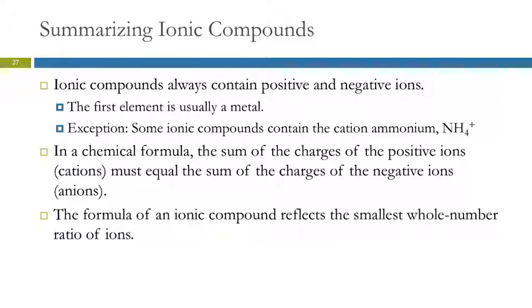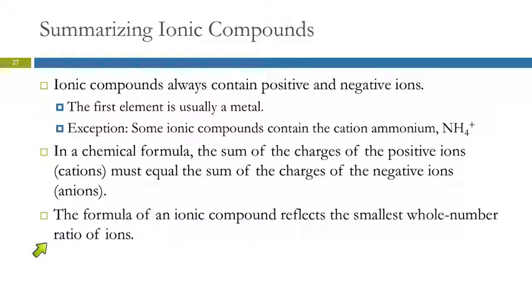So things to remember, ionic compounds always have a positive and a negative ion. You can't have two negative ions, they will repel each other. The first element is usually a metal. The notable exception for this class is the first ion, the cation, may be ammonium, NH4 plus. In the chemical formula, the sums of the positive charges and negative charges have to be equal. Yeah, equal, or add up to 0.